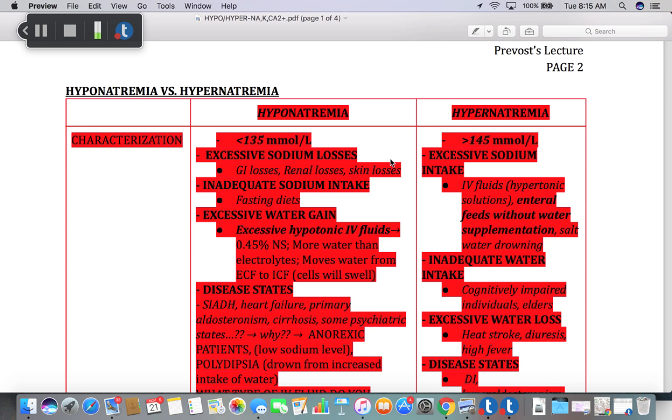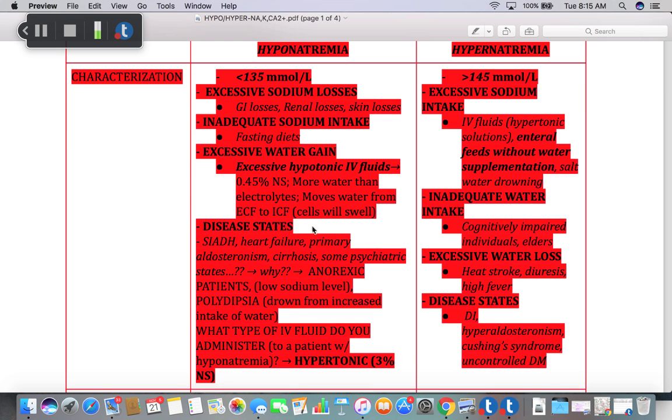It's not only due to excessive sodium loss, but also could be due to inadequate sodium intake. There's excessive water gain that could cause hyponatremia, and so these can be caused by excessive hypotonic IV fluids, so 0.45% normal saline. Since there's more water than electrolytes, the water is going to move from the extracellular fluid to the intracellular fluid, and the cells will swell.